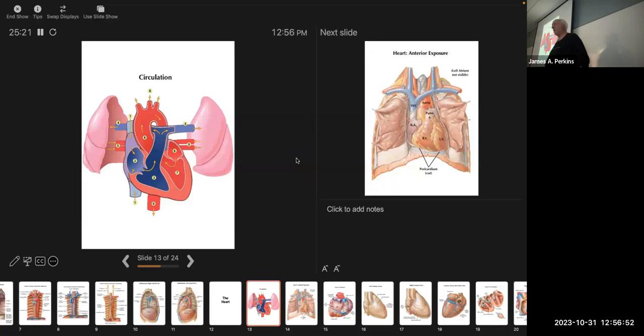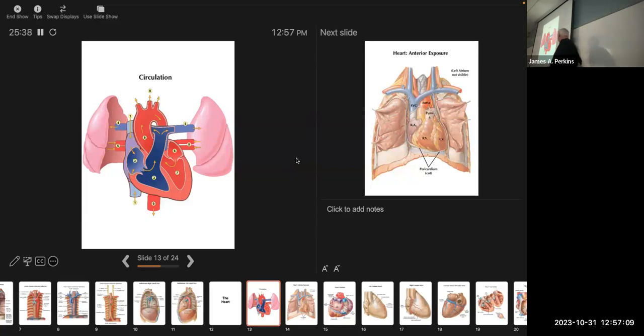All the blood from the lower part of the body, so the abdomen, pelvic cavity, and lower limbs, is all flowing up through the inferior vena cava into the right atrium. So the right atrium of the heart is labeled number 2. That right atrium fills up with deoxygenated blood from the entire body.